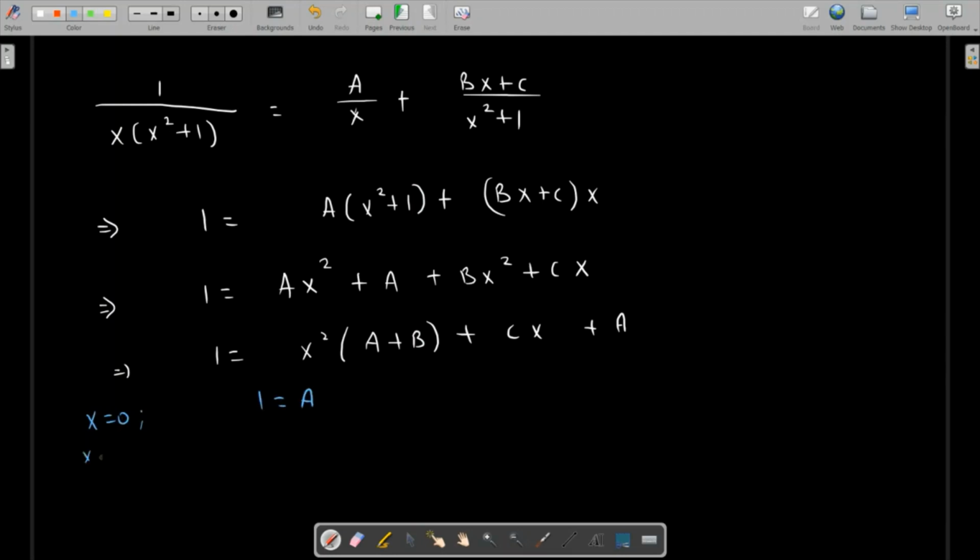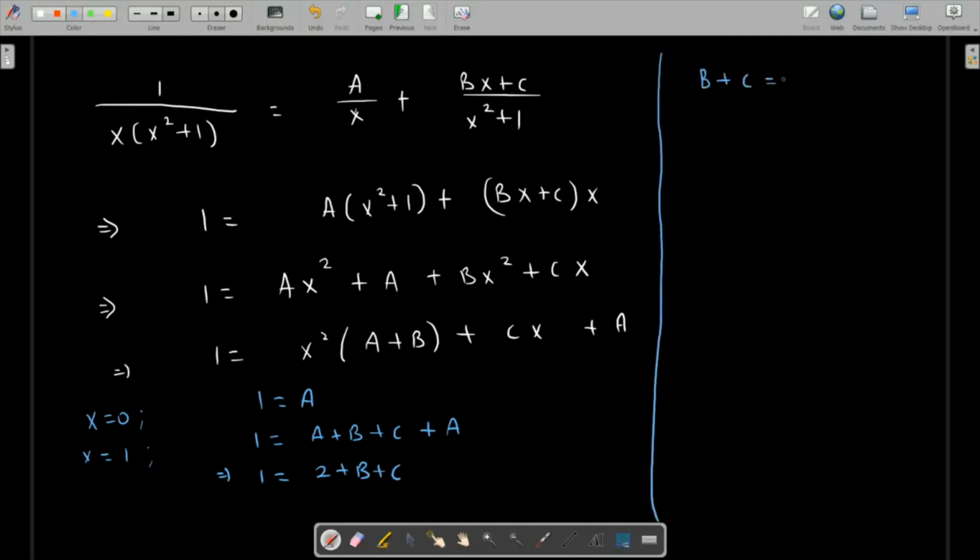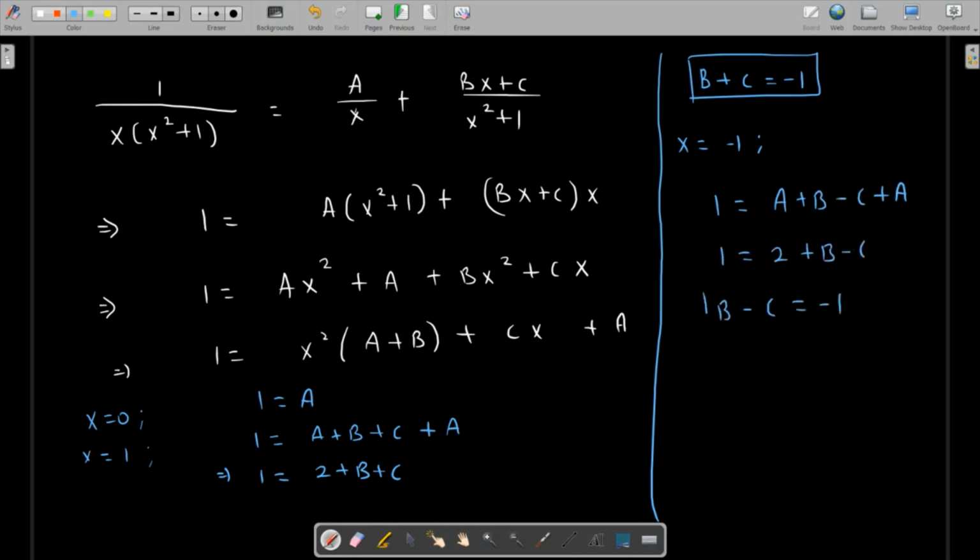If I substitute x as 1, it will look like 1 is equal to a plus b plus c plus a again, which is anyway 1. So 1 is equal to 1 plus 1, which is 2, so it's 2 plus b plus c, which means b plus c is equal to minus 1. So let's box it in. And the other substitution will be, let's say, x as minus 1. So 1 is equal to a plus b minus c plus a, which means 1 is equal to 2 plus b minus c, which means that b minus c is equal to minus 1.